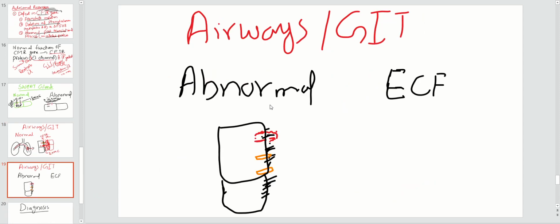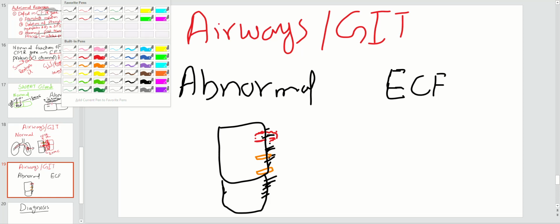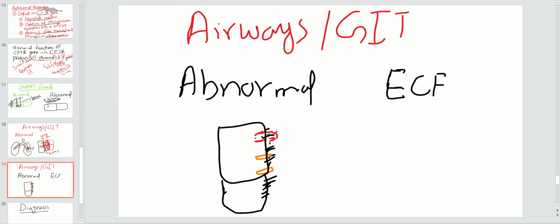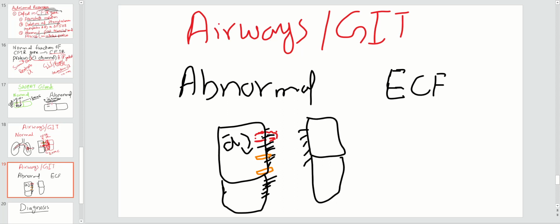As I told you, when you have a gene defect, this channel is not working, in the airways or GIT. So what would be happening? Now your chloride will stay inside. It is not going into the lumen. I'm making another cell layer over here, so you understand this is the lumen.